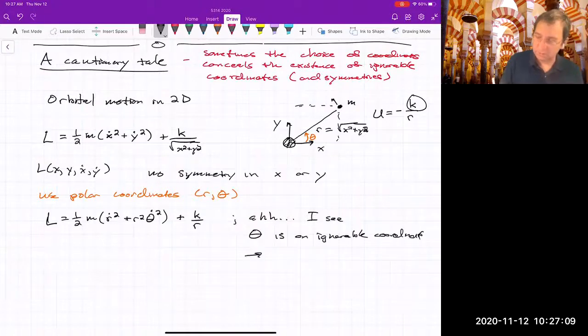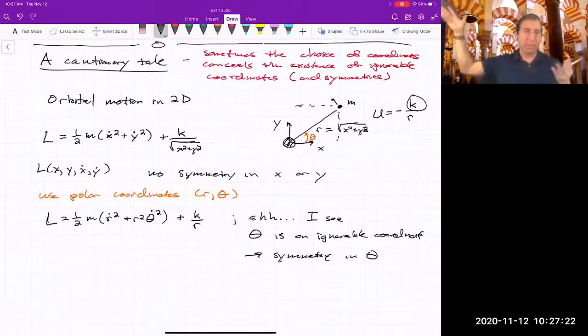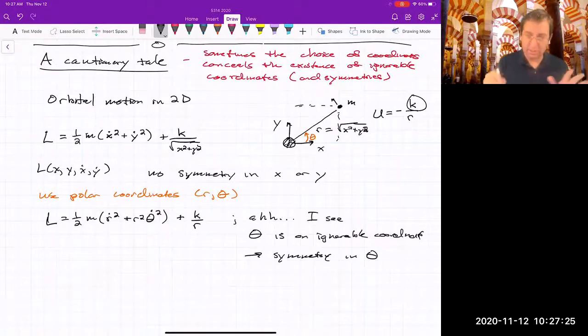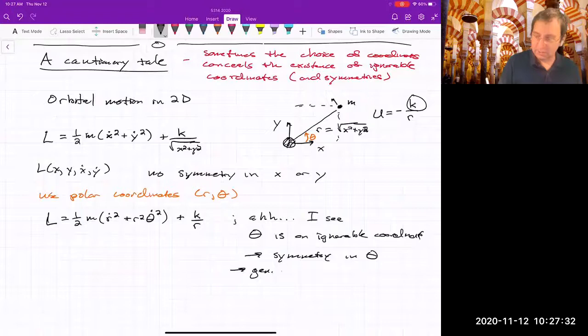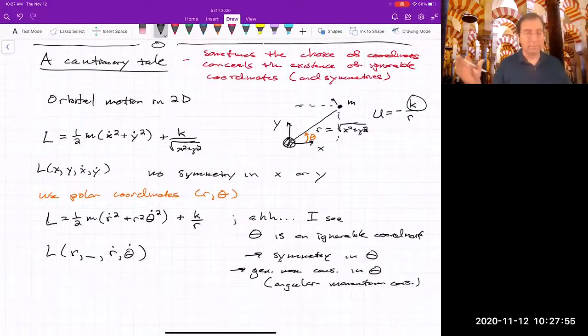Yep. So that means there's a symmetry in theta, right? Which makes sense. If you were to take this whole thing and rotate it, the dynamics will be the same. If I change R, well, the dynamics aren't the same because of this dependence. So there's a symmetry in theta, which corresponds to generalized momentum conservation in theta, which in our usual terms, we would say is angular momentum conservation. And that's because we looked at this and we go, okay, this depends on R. Well, I don't see any dependence on theta, R dot, or theta dot. So, a cautionary tale.